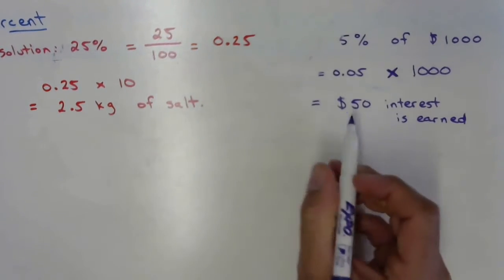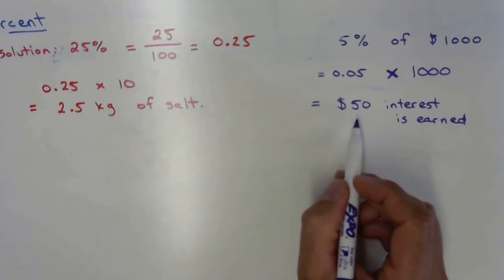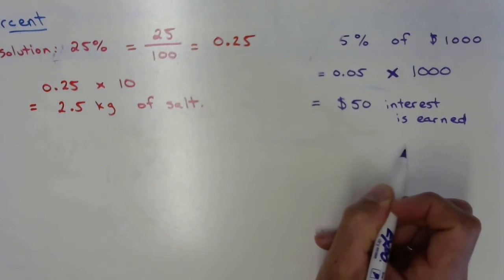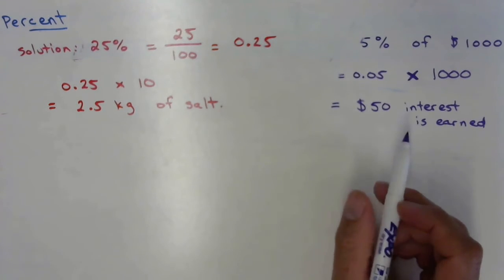Typically, I wouldn't put my solution and my final statement in the same thing. You'd answer 50, and then you would write that you would earn $50 of interest in this account or something like that. Okay, but for the sake of speed, put it all in one. Is this good so far?